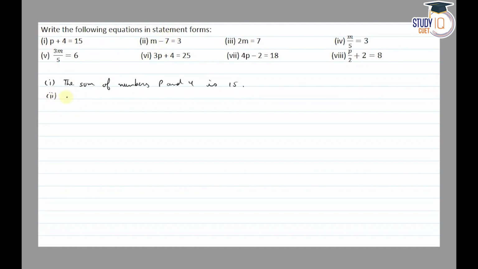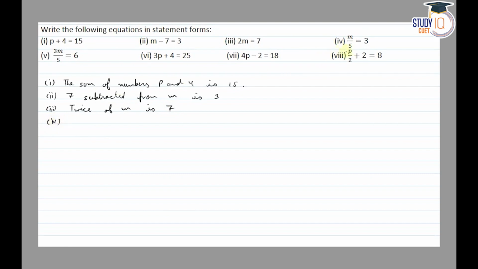सेकंड हो जाएगा 7 subtracted from m is 3. थर्ड हो जाएगा हमारे पास 2m is equal to 7. So twice of m is 7.